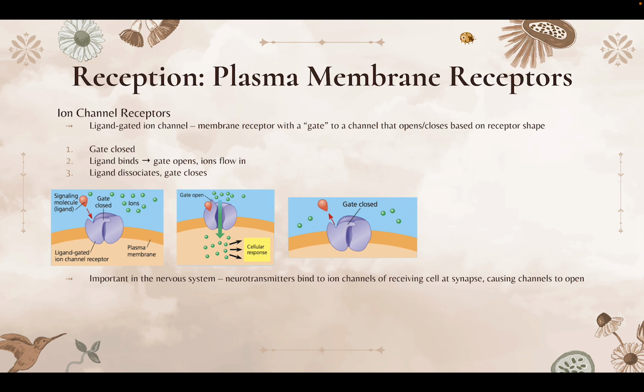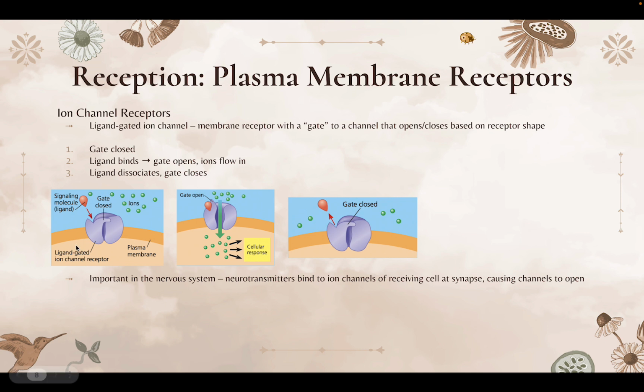All right, so the last type of receptor that we'll talk about are ion channel receptors. The big type that we're going to talk about is the ligand-gated ion channel. This is a membrane receptor with a gate to a channel that opens and closes based on the shape of the receptor. So let's look at these pictures and the process.